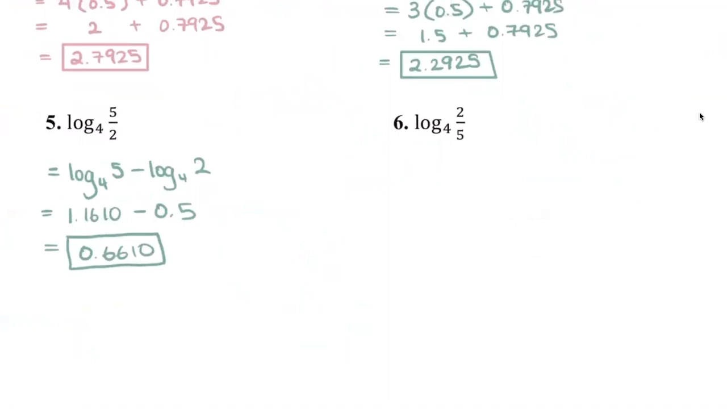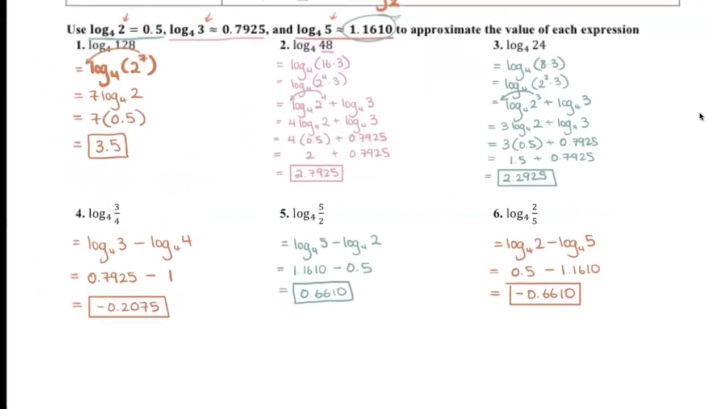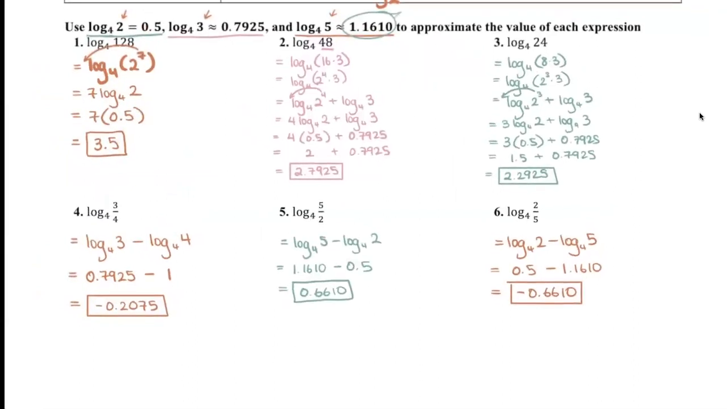All right, and then number 6, we have log base 4 of 2 minus log base 4 of 5. This is 0.5. This is 1.1610. Subtract, and we get negative 0.6610. All right, and that is the final answer. In case you need to see any of the previous ones, there you go.